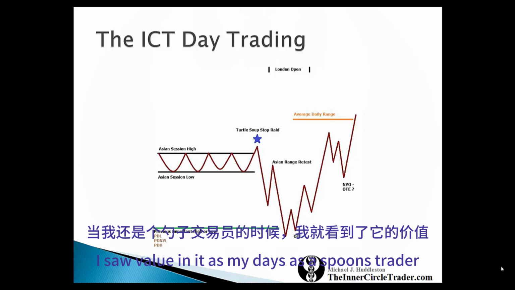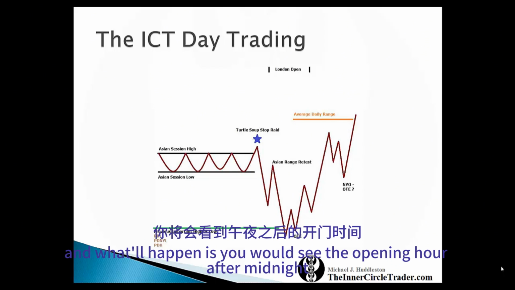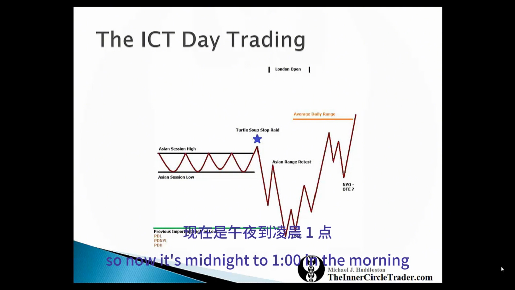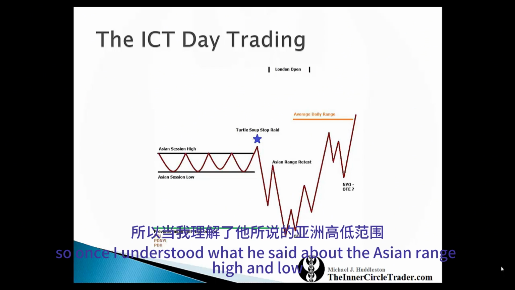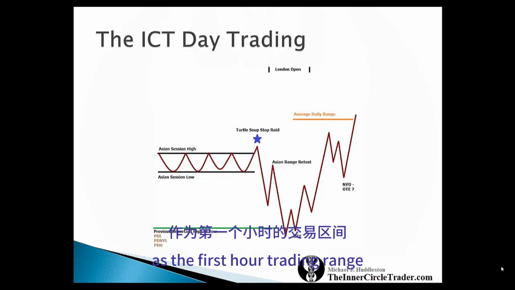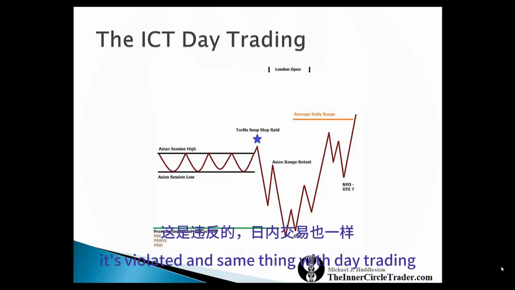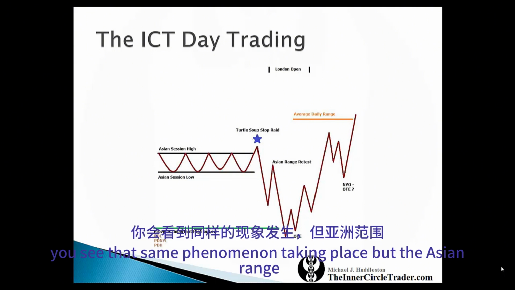As my days as a SPOOS trader, we used to trade Globex around midnight time frame, and what will happen is you would see the opening hour after midnight, so in other words midnight to 1 o'clock in the morning. It would create a very similar phenomenon to this. So once I understood what he said about the Asian range high and low, it was pretty synonymous to what you'd expect to see as the first hour trading range. It's violated, and same thing with day trading S&P during the intraday. You see that same phenomenon taking place.